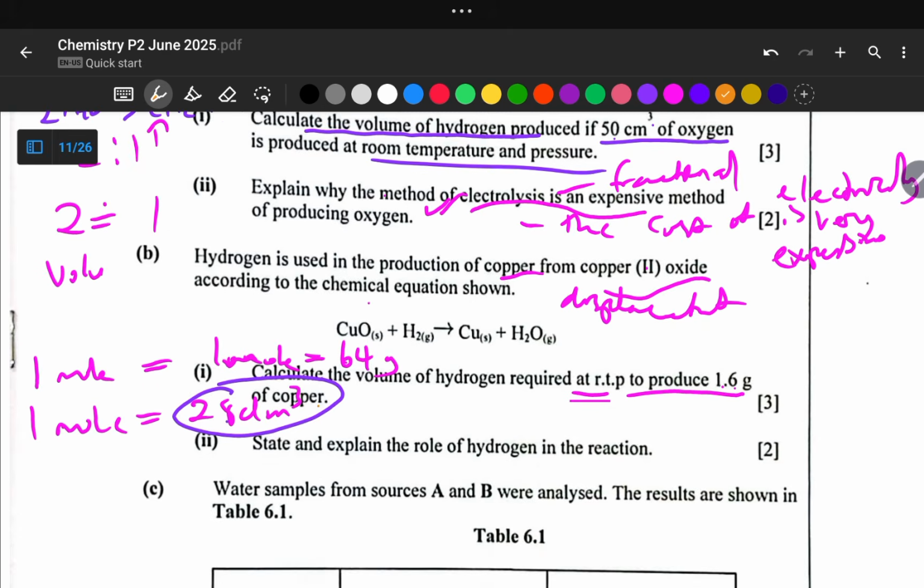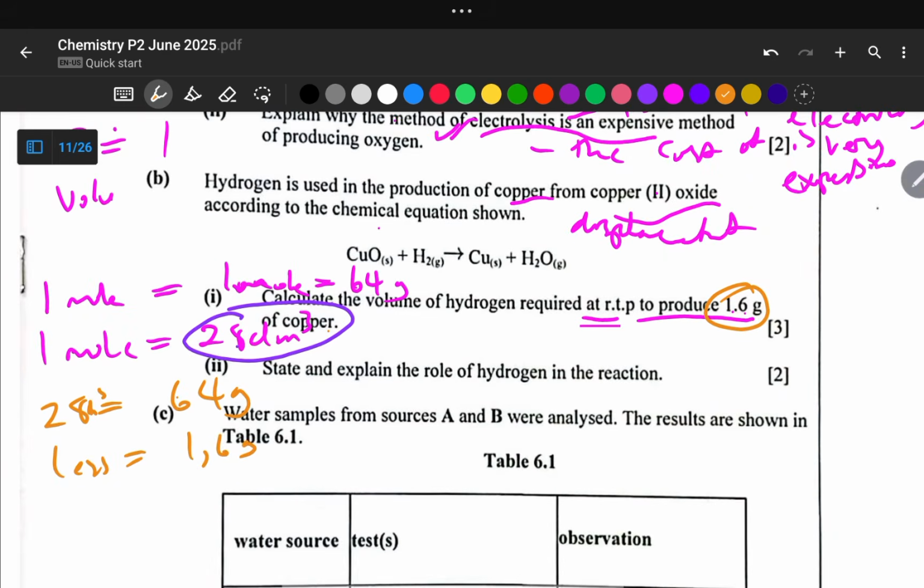So we are saying 28 cubic decimeters is equal to 64 grams. So what volume do we need for us to produce 1.6 grams? Less will give us 1.6 grams. So we are simply applying proportion.